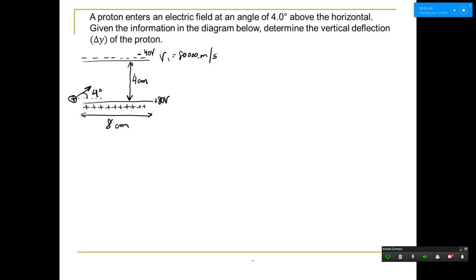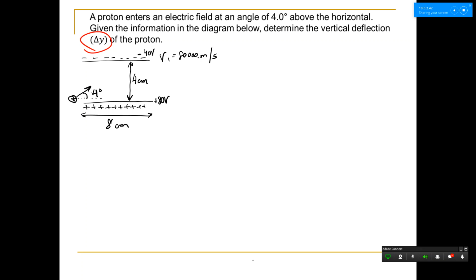So there's a proton being launched at 4 degrees above the horizontal. That's what that means, okay? 4 degrees above the horizontal means this is the horizontal, and 4 degrees above it is where the proton is getting launched. The proton is getting launched at an initial velocity of 80,000 meters per second, okay? And I'm asking you, what is going to be the delta y of this proton after it passes through these parallel plates? Okay? This is essentially a projectile motion problem.